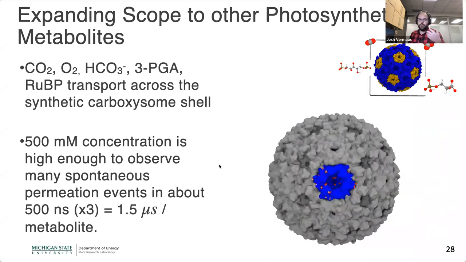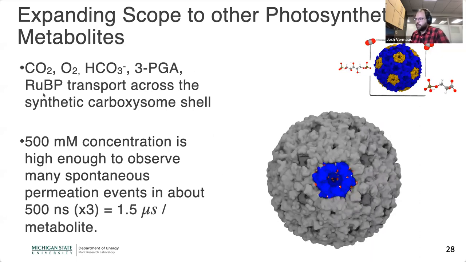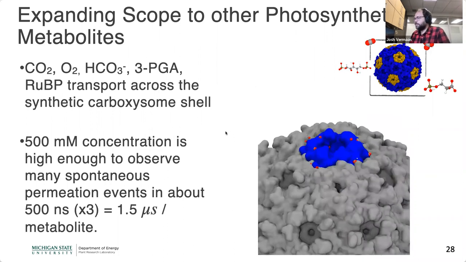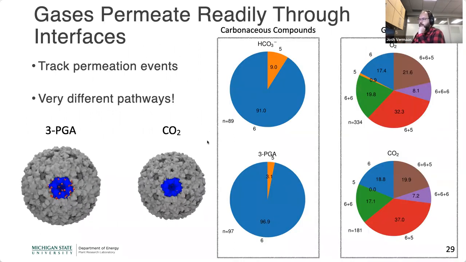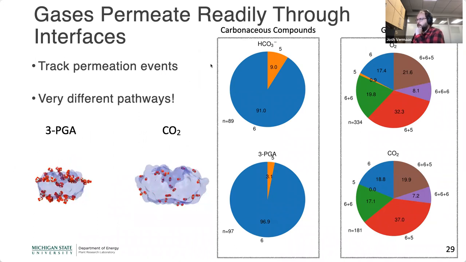So we can, of course, also do this for carbon dioxide, oxygen, bicarbonate, 3-PGA, or ribulose bisphosphate, and then see how many permeation events we get, and then convert that into a permeability coefficient. And one of the things that we didn't entirely expect, but seems kind of obvious in retrospect, is bicarbonate or 3-PGA, these both are negatively charged and pretty big. They almost exclusively go through either the pentamer, labeled as 5, or the hexamer pores, labeled as 6. Whereas the gases, they go wherever they want. And you cannot easily distinguish. They're not just following the pore. They also go through interfaces really frequently.